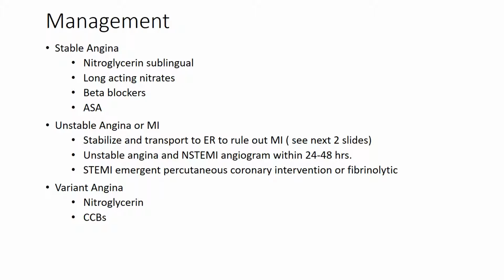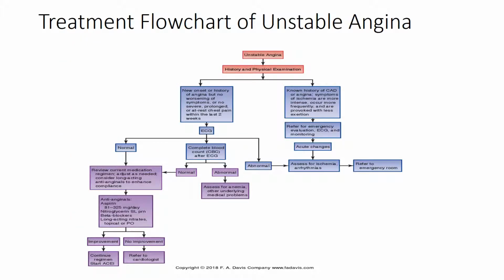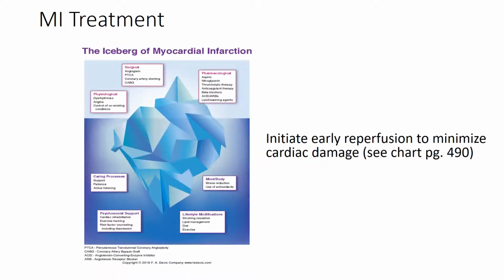In variant angina, you may see some ST elevation on the EKG, but that can resolve if they're given nitroglycerin or calcium channel blockers. This treatment flowchart of unstable angina is actually listed in your book, so you can read this yourself and study it. This picture is also listed in your text, so make sure you look at each box and understand this as well.